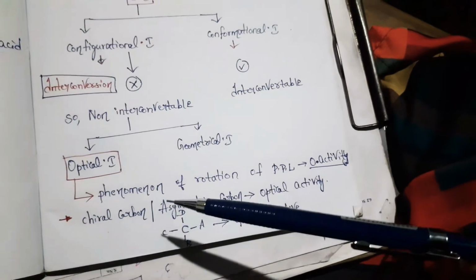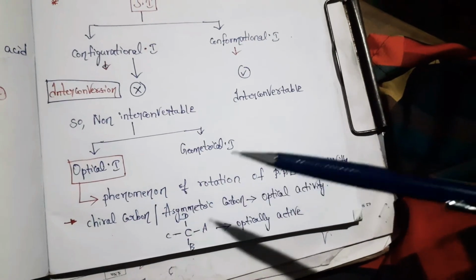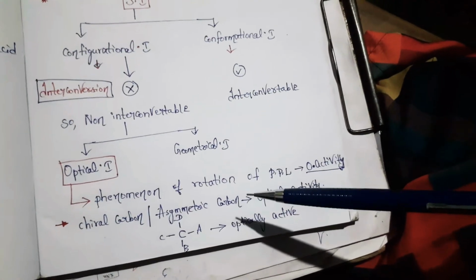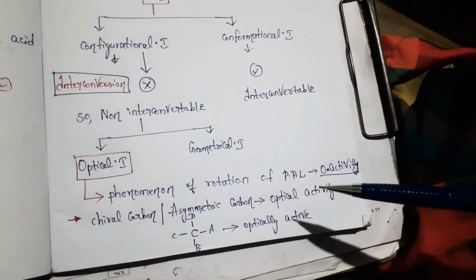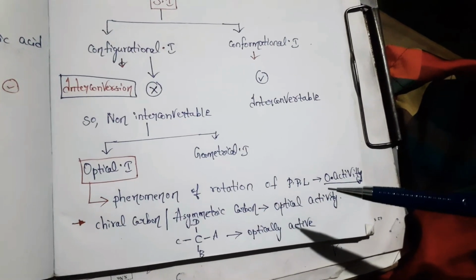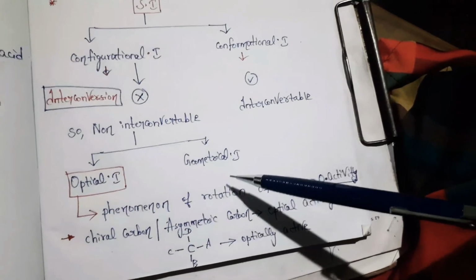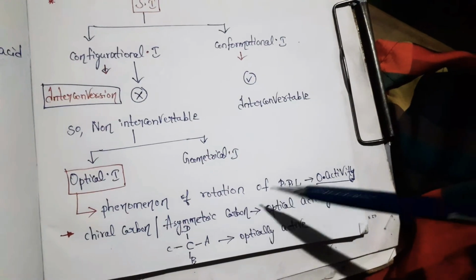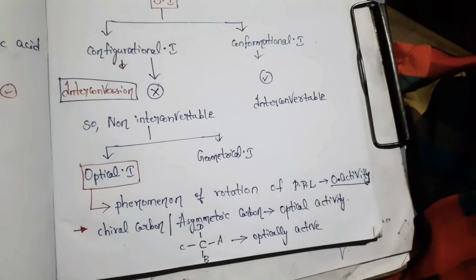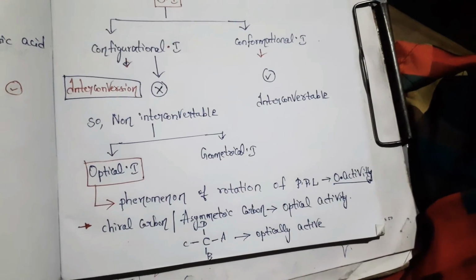See, what is optical activity, or what are optical isomers? It is the phenomenon of rotation of plane polarized light. Next I'll tell about plane polarization and all those things, so just we should know this. Rotation of plane polarized light is optical activity, meaning it is the phenomenon of rotation of plane polarized light.